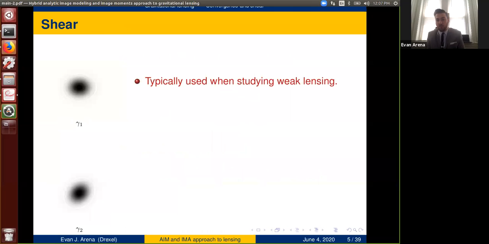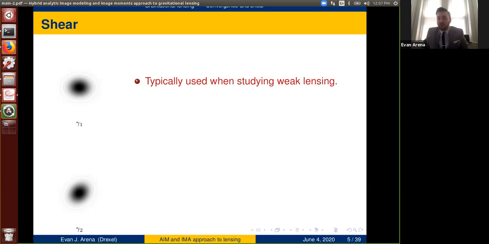Now, since the gradient operator is complex, there's a second way that we can take the second derivative, which leads to an anisotropic lensing effect known as shear. Shear is typically used when studying weak lensing. This figure shows what shear looks like when applied to that same unlensed Gaussian galaxy from before. Unlike convergence, shear is a vector, which means it has two components, which are both shown here. And shear stretches the original galaxy.